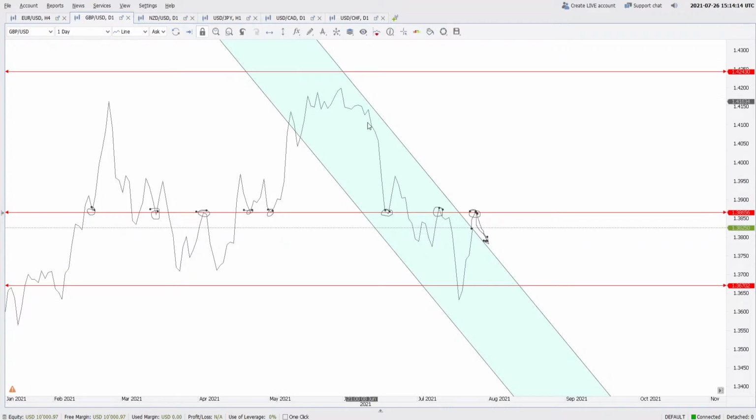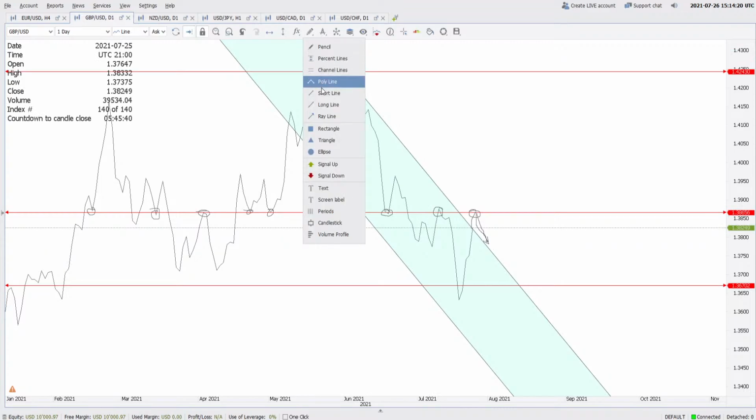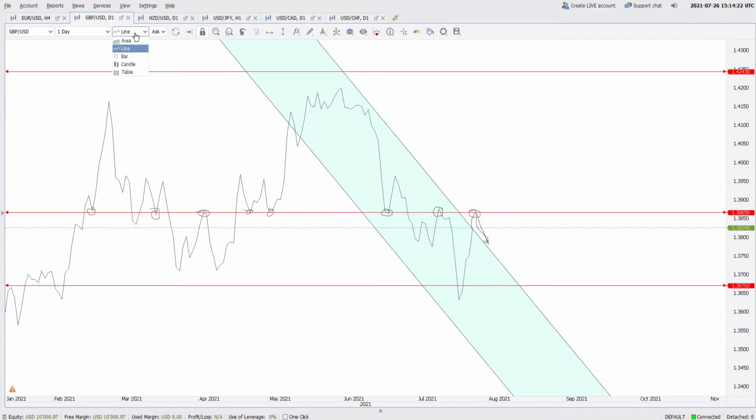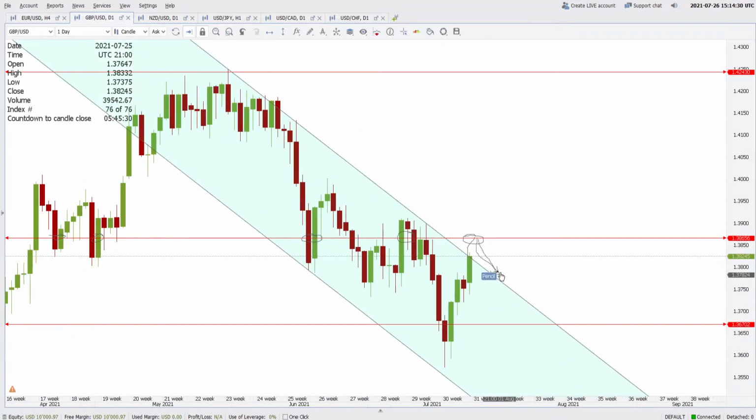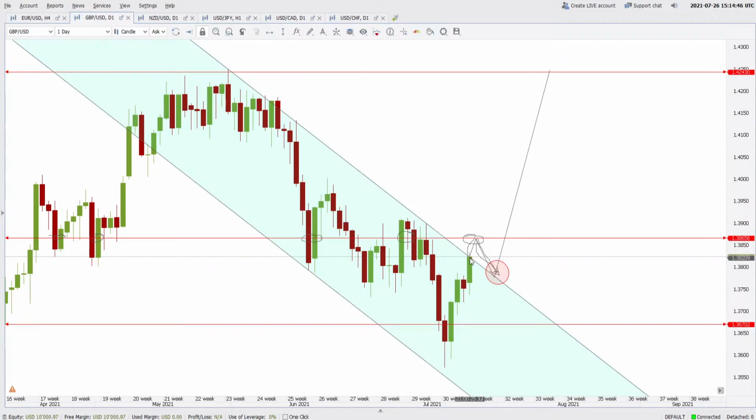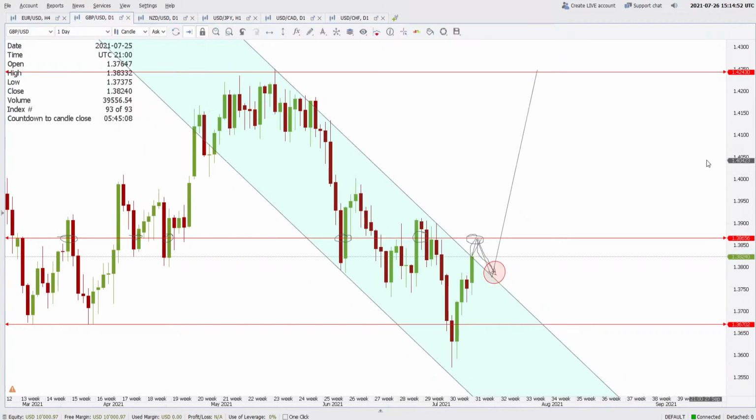If not till that, then at least, if not to these 1.3670 levels, then at least to this channel resistance to find further support and rise. It can actually fall like this. From here it can fall like this and then eventually go up. This is one possibility, and the other possibility is that it will go here, get rejected, and make a lower low here.